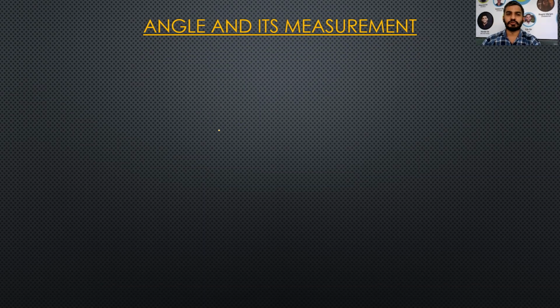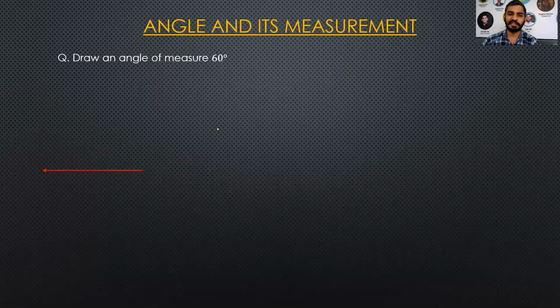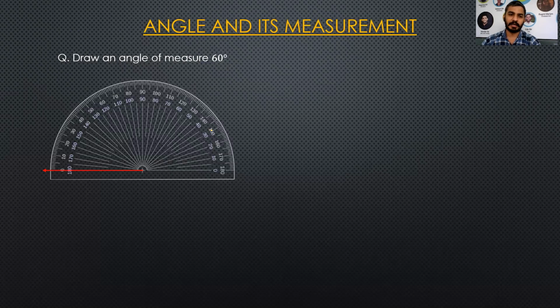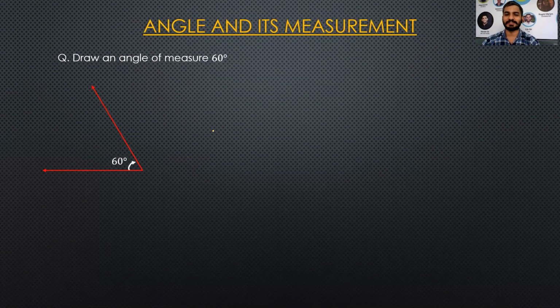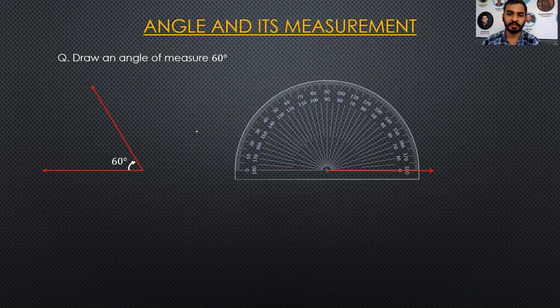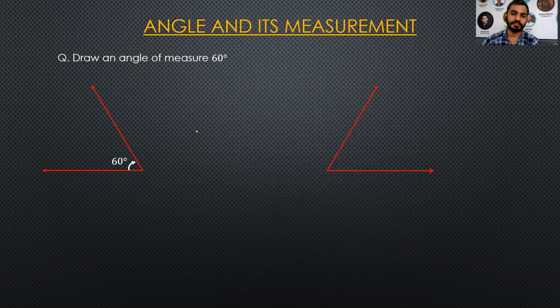So if I tell you to draw an angle of measure 60 degree, what we'll do is first draw a ray, keep a protractor, mark the angle 60 degree and draw it. Let us say that this is the angle 60 degree. There is one more way which we can do this. Again, I will draw an arc, keep the protractor, mark the angle 60 degree, so I'll get the angle 60 degree.